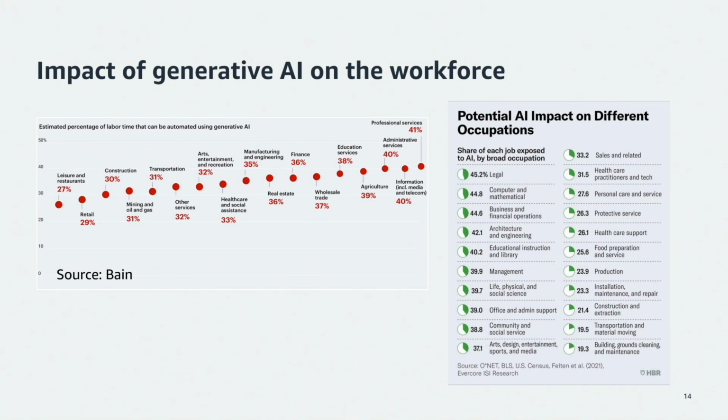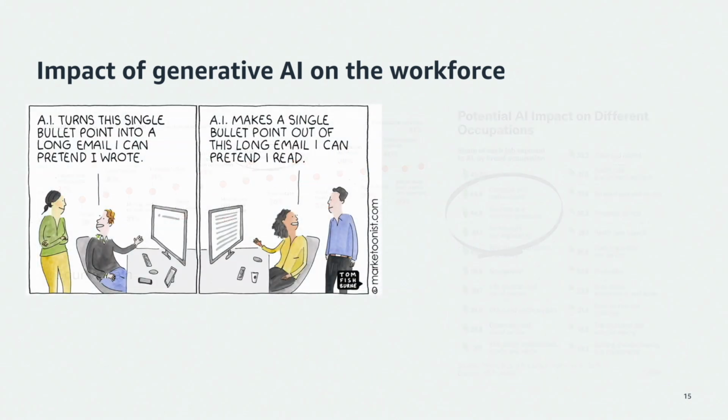Let's talk about the impact on the workforce. The image on the left is from Bain. They identify a number of industries that may be impacted or have the potential for automation. The image on the right is from Harvard Business Review. I'll just highlight the industrial sectors. So there are significant areas of the workforce that are going to be impacted. Now, how they're going to be impacted is kind of an interesting question.